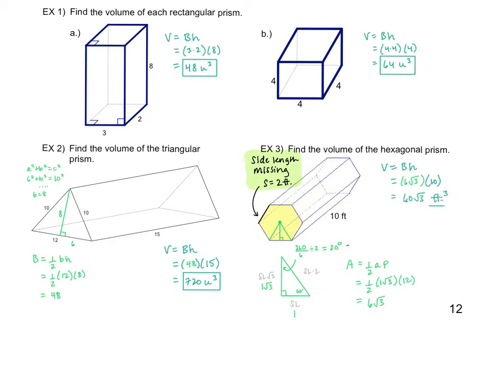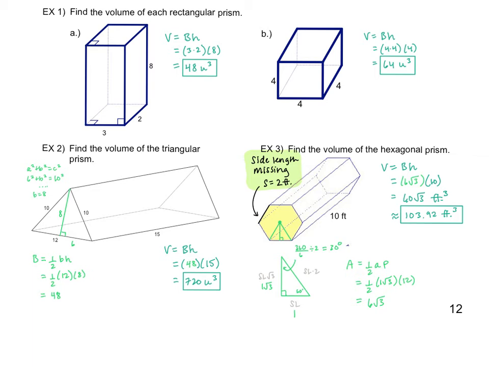So when we do that, we get 60 square root of 3, or if you put this in the calculator and let's say round to 2 decimal places, what we would get is 103.92 feet cubed. It didn't really tell us if it wanted it in exact form of radical or decimal, so I just put both to test that out.